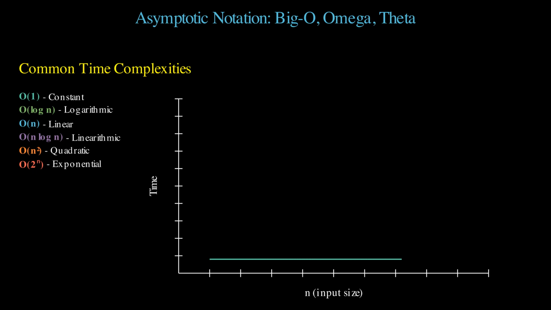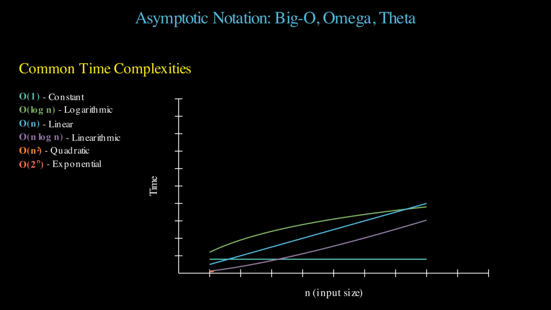Let's visualize how dramatically these different complexities grow as input size increases. Notice how the exponential function shoots up rapidly while constant time remains flat. Understanding these growth rates is crucial for writing efficient algorithms. Always strive for the lowest complexity possible, as the difference becomes dramatic with large inputs.